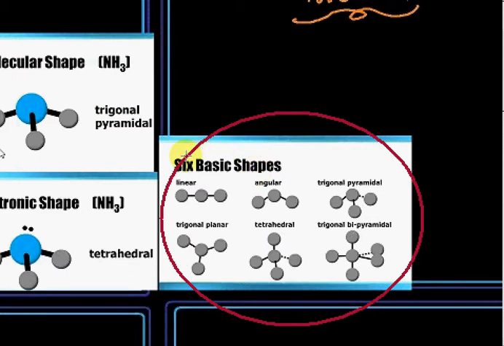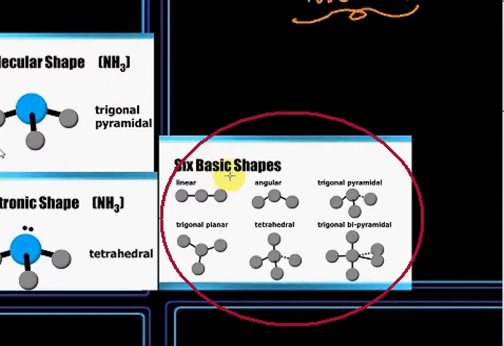Which then leads to the 6 basic molecular shapes, the first one being a linear shape, and you can see you have your central atom and your 2 terminal atoms. You've got an angular shape, same thing, central and 2 terminal atoms. Trigonal pyramidal is this example here. Trigonal planar, tetrahedral, and trigonal bipyramidal. So there are your basic shapes for atoms, and there's an example to the left of that of the electronic and the molecular shape. We'll have a look at that right now in detail.